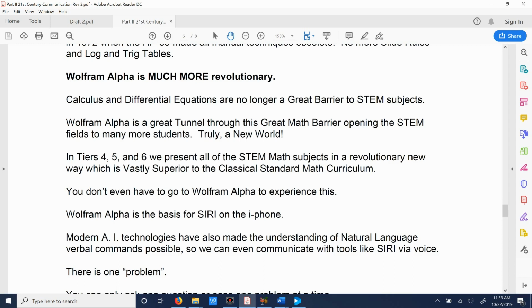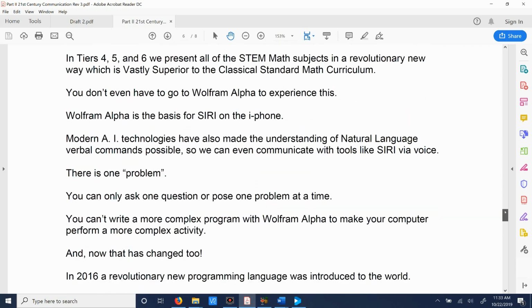Now, that's what the book was all about earlier. So that's nothing you haven't learned already in the book. And as I told you, in our tiers 4, 5, and 6, we present all of the various STEM math subjects in a revolutionary new way. It's much easier to understand and much easier to use. It's vastly superior to the classical standard math curriculum. That's why we say homeschool math can be vastly superior. Until the public school programs catch up with it, you can be vastly superior. And I don't know how long it's going to be.